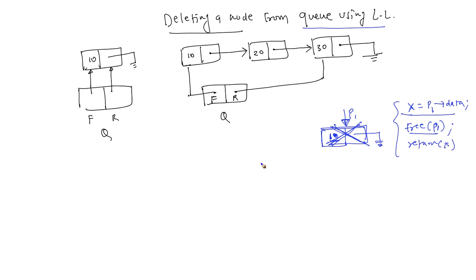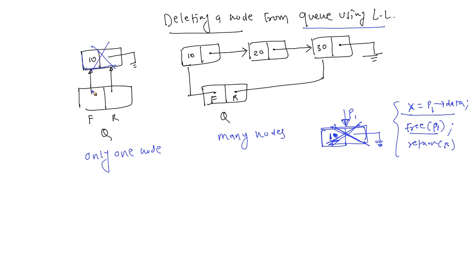Now there are again two situations. The first situation is this one, where there is only one node, and the other is where there are many nodes. Many means more than one node in this queue. Now if I delete the only node from the queue, what will happen? If I delete this node, the queue will become empty.